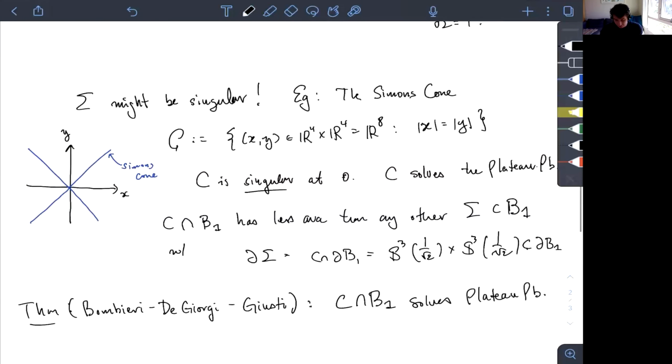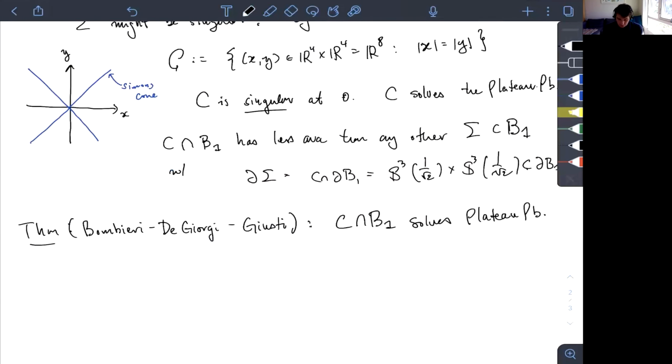Okay, so this is just what I said above. The cone intersected the ball solves the Plateau problem. I'm going to give a sketch of the proof. We're going to decompose R^8, the complement of the cone, into U plus and U minus, right?